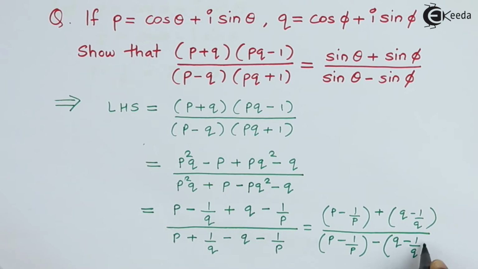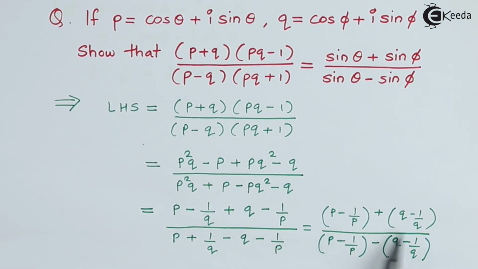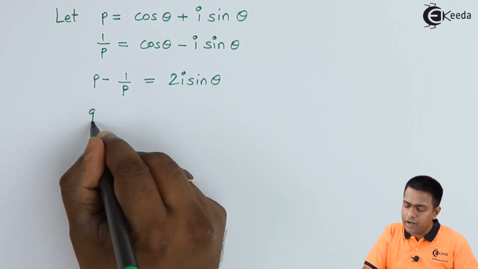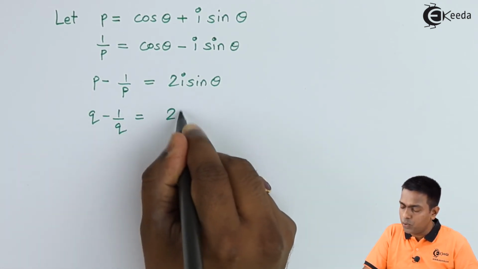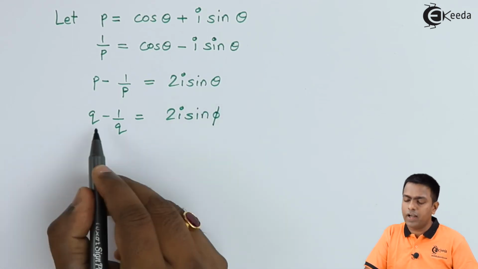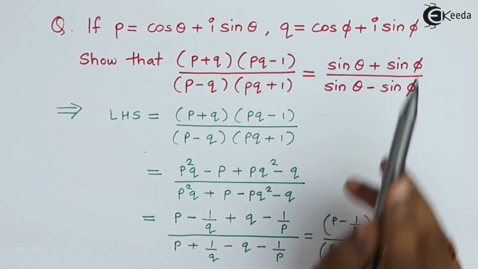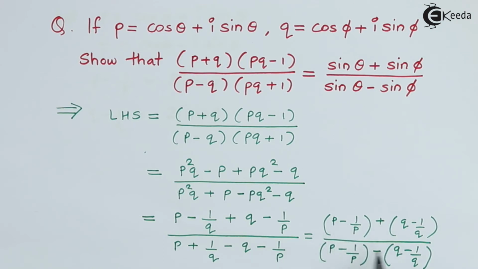Now guys, you can see here I've brought the terms like P minus 1 by P, Q minus 1 by Q. It means we are subtracting the conjugate from the complex number, and that is why we'll get all sine terms over here. So P minus 1 upon P is 2i sin theta, which we derived 2 minutes before. Similarly, if we find Q minus 1 upon Q, it will be 2i sin phi, because the value of Q is given as cos phi plus i sin phi. So we got the values for P minus 1 by P and Q minus 1 by Q.